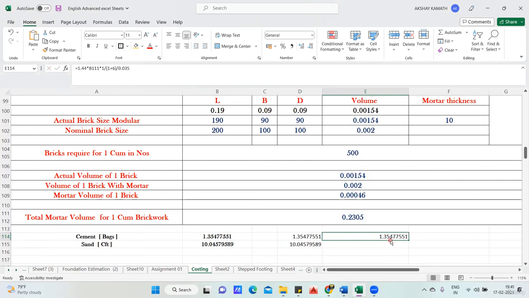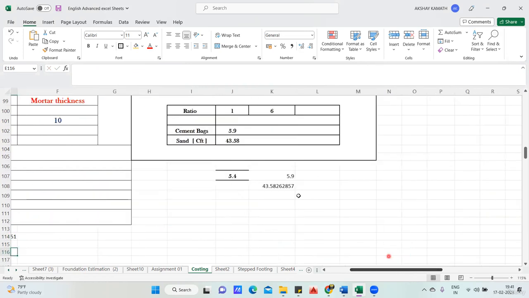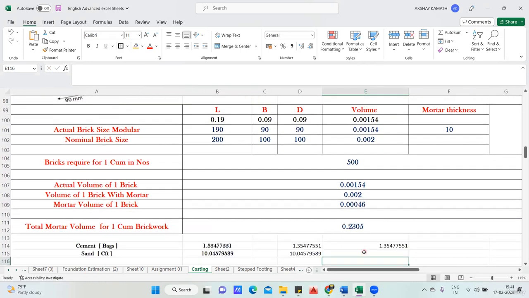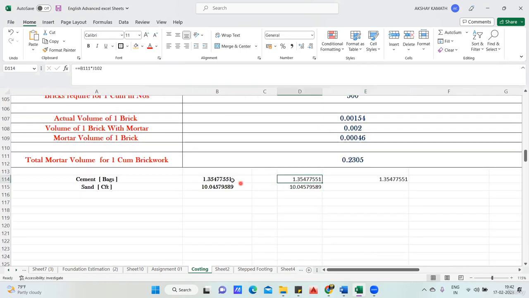So instead of doing this calculation and writing 1.44 again, what you can do, these things are ready. This is the ready-made answer we have for 1 cubic meter. Okay, for 0.23 your answer will be 1.35 bags of cement required. You can even round up and make this 1.5 bags also, doesn't matter. Okay, and 10.05 CFT of sand is required.